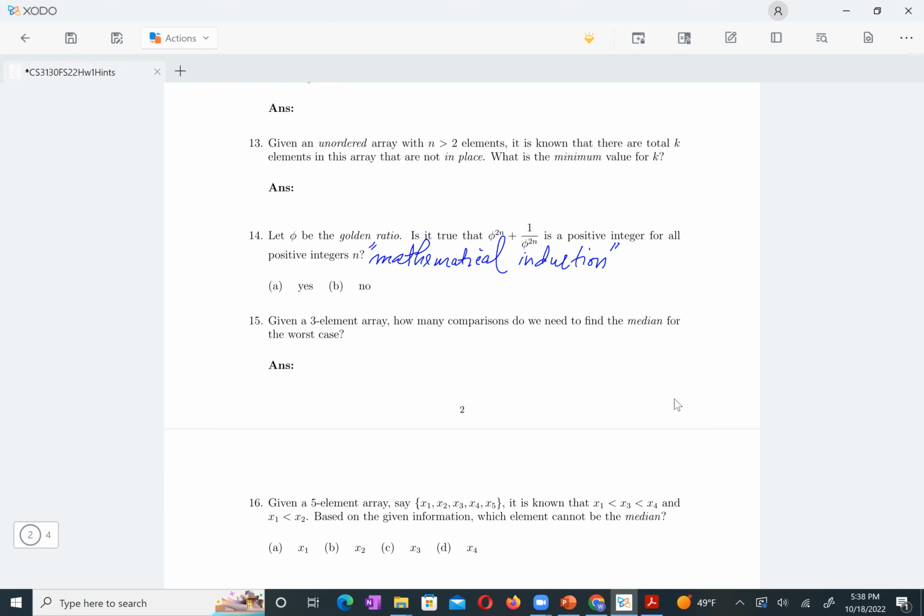All right, so for mathematical induction, let's try the base case first. When n equals 0, it's true, right? It's easy to check n equals 0. When n equals 1, can you check it? It should not be very hard. You can check if it is a positive integer or not.